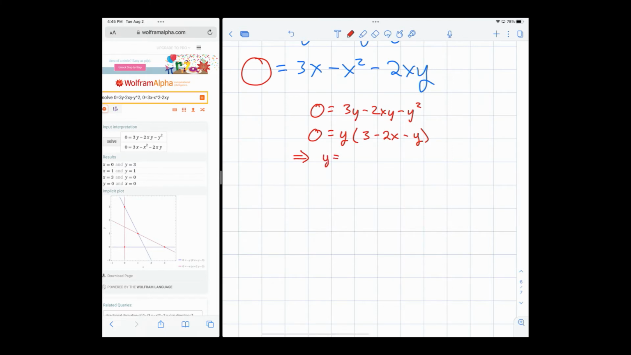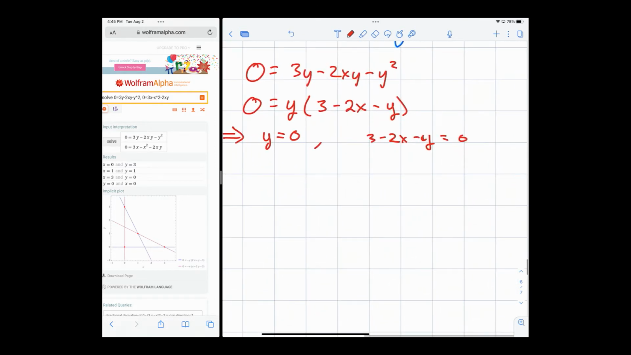One solution is when y equals 0, right? Because if that's 0, the whole thing's 0. The other one would be when 3 minus 2x minus y equals 0. So you have to solve that, which would just be y equals, let's say, 3 minus 2x there. Okay, so you have this or this.